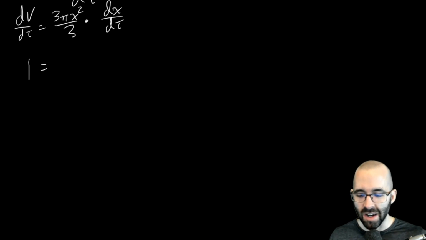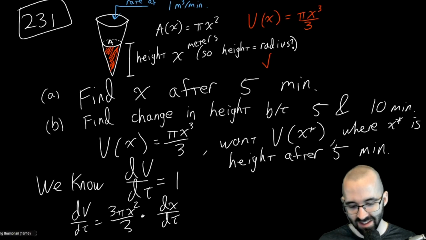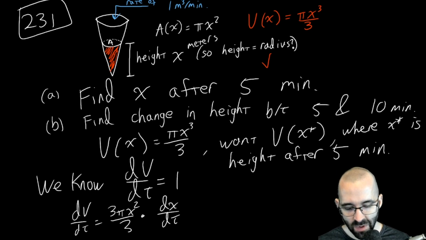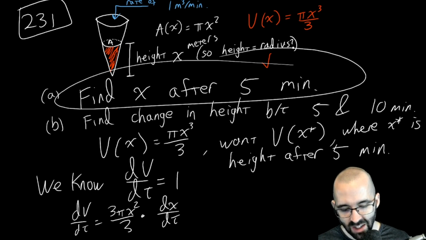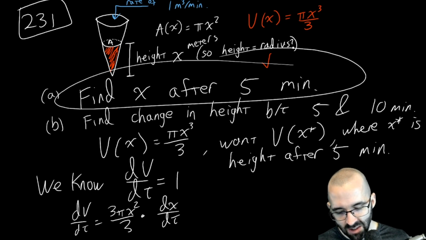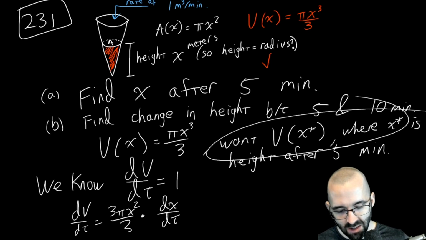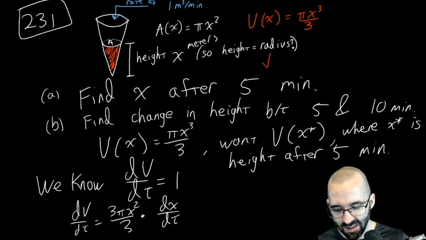And what we're curious about is, what is the height after 5 minutes? We need the height after 5 minutes, or we need the volume after 5 minutes. We really want the volume after 5 minutes. No, we do need the height after 5 minutes. Why did I write this? We just want x star. We're using the volume to help us get it.